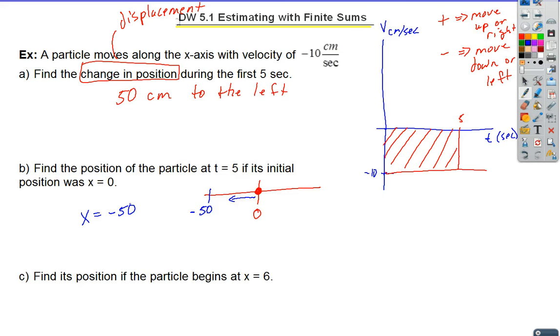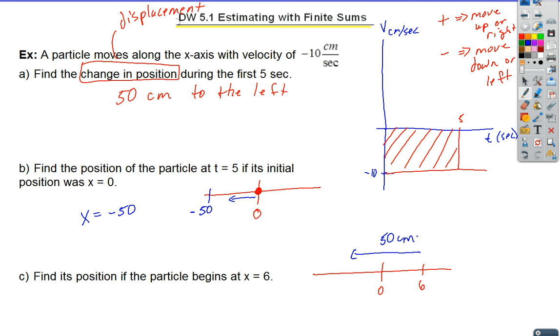How else can we see this in part C? It changes up a little bit. It says find the position if the particle begins at x equals 6. Well, now this time I have my position graph. Instead of starting here at 0, I'm starting over here at 6. And I still move the same 50 centimeters to the left. Where am I going to end up now?